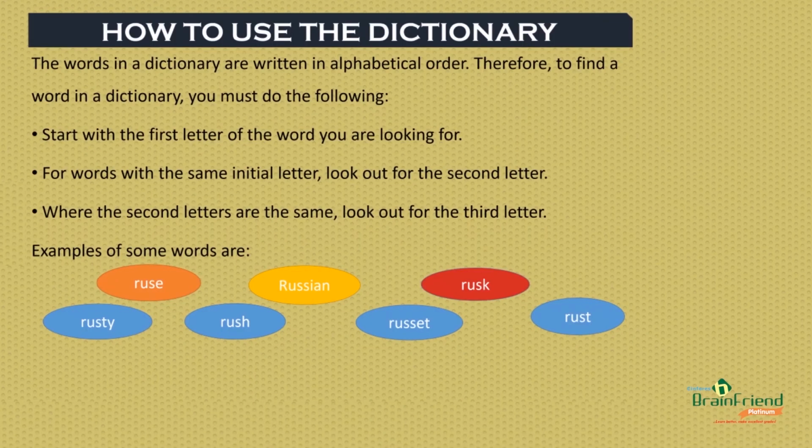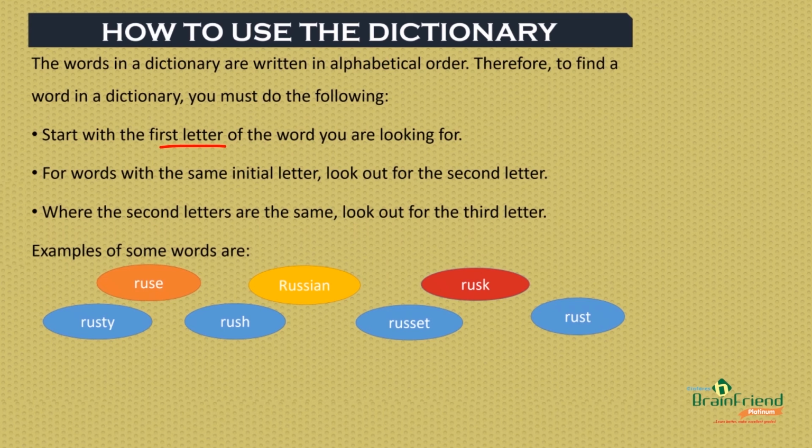Now, how can we use our dictionary? First, I want us to know that words in a dictionary are arranged in alphabetical order. In order to find a word in a dictionary, we must start with the first letter of the word. So if you are looking for a word that starts with R, you must go to the section where you have the letter R to look for the word.